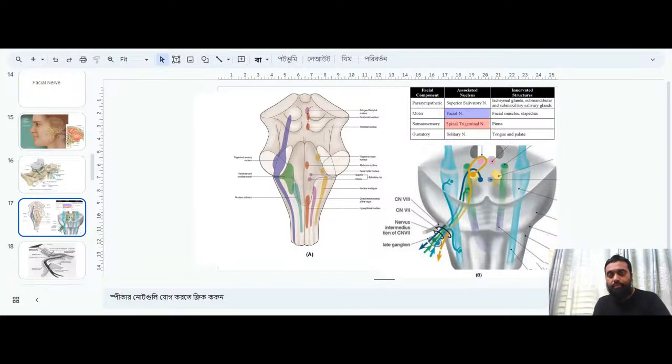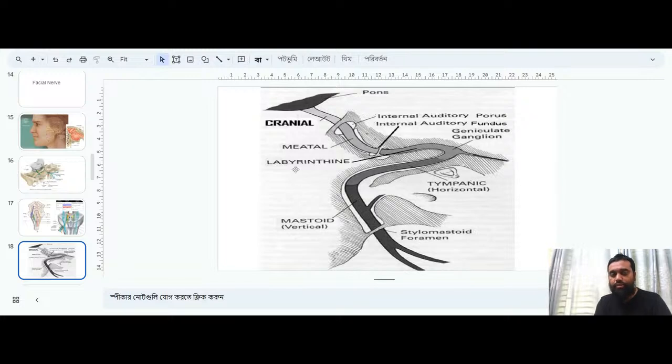This is the upper motor type and the lower motor type of the lesion. But in our case, we always deal with diseases of the ear. We mainly deal with the lower motor type of lesion. Here you can see the course of the facial nerve. I think you have to draw and label this as your homework. The course of the facial nerve. Here you can see this.